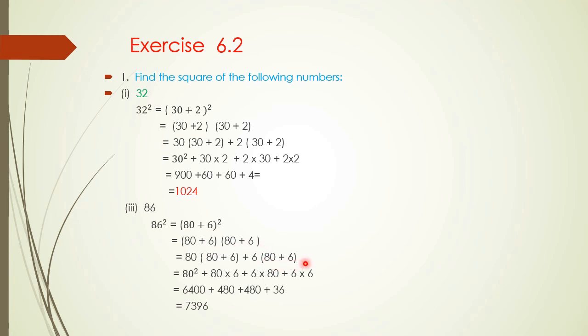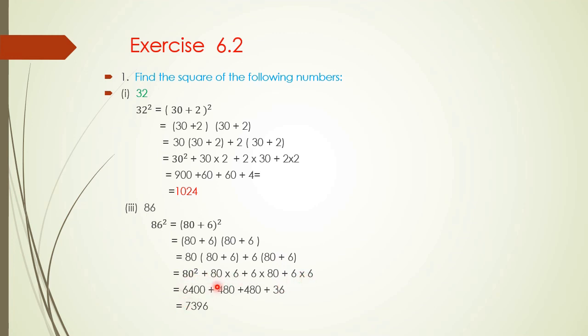Okay, now 80 into 80, 80 square. 80 into plus 6 means we put the plus sign here, and 80 into 6 we write together. Now plus 6 into 80. You know plus into plus is plus, we put here. 6 into 80 we write here. Now plus into plus is plus and the numbers we write near it, 6 into 6.